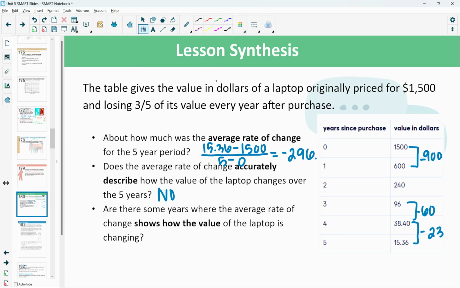And then are there some years where the average rate of change does predict its value well? So, I mean, yes, for this, that right here, it only decreases by about, what's that, 360? So it decreases by about 360 there. So this is about that. We're a little bit more than 300, but not significantly more or less like the other ones are. So yeah, from year 1 to 2, it does an okay job, but definitely not for the whole 5 years.